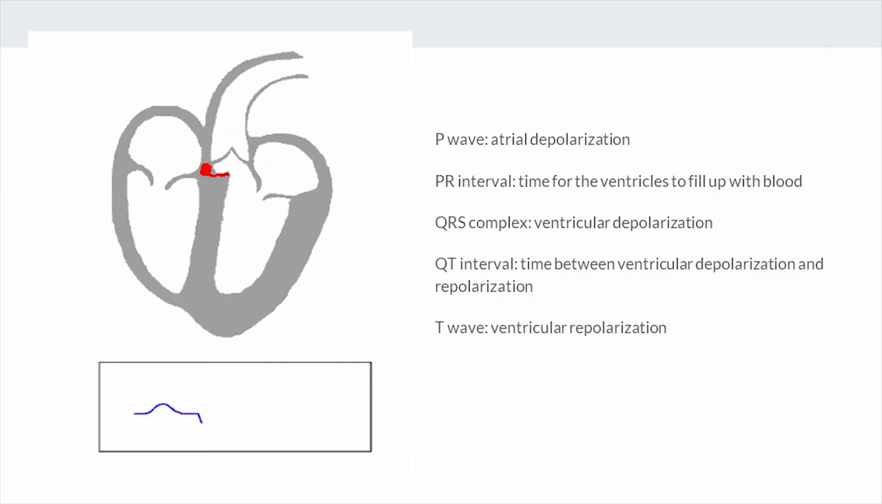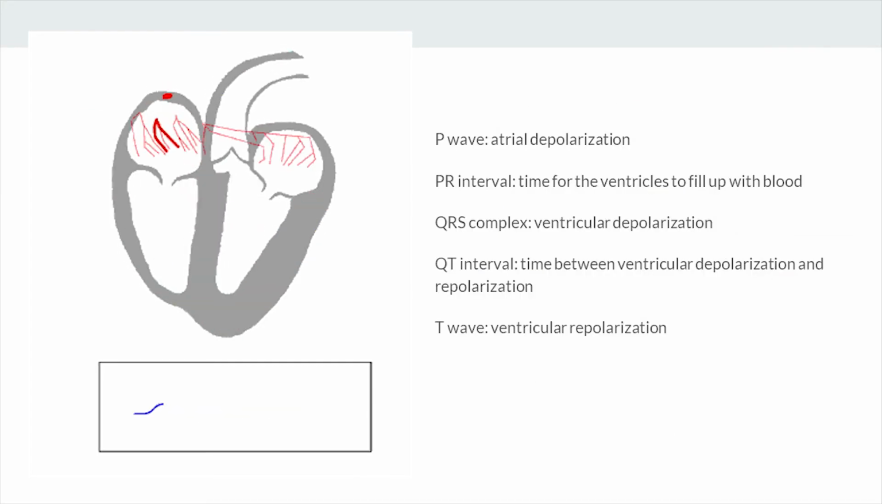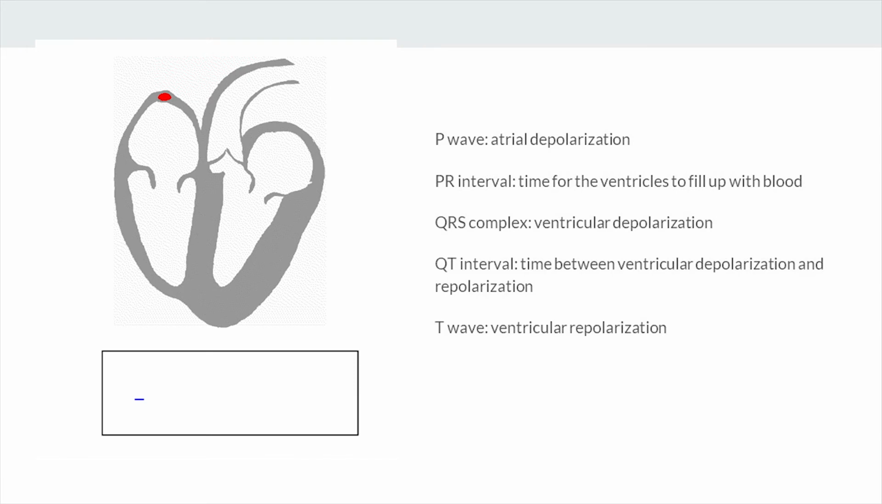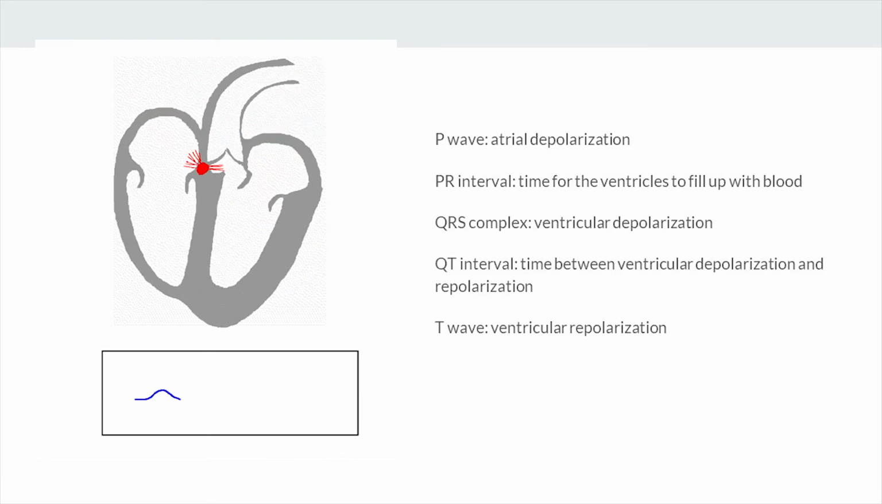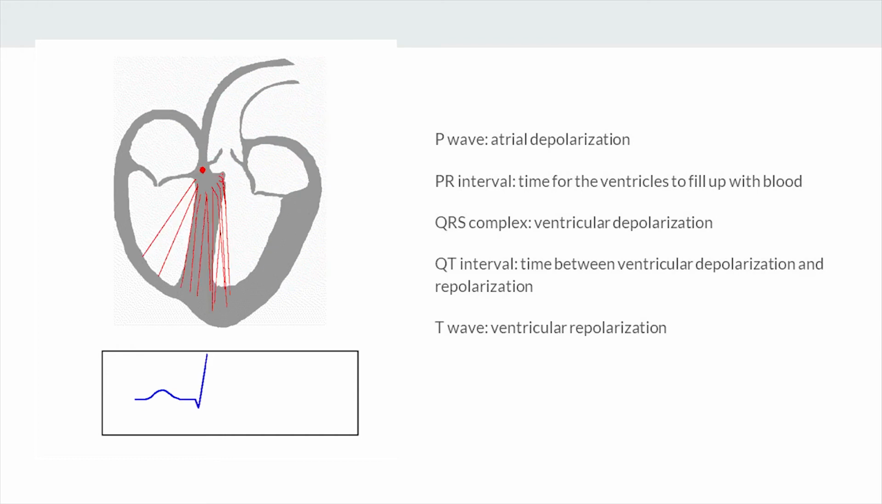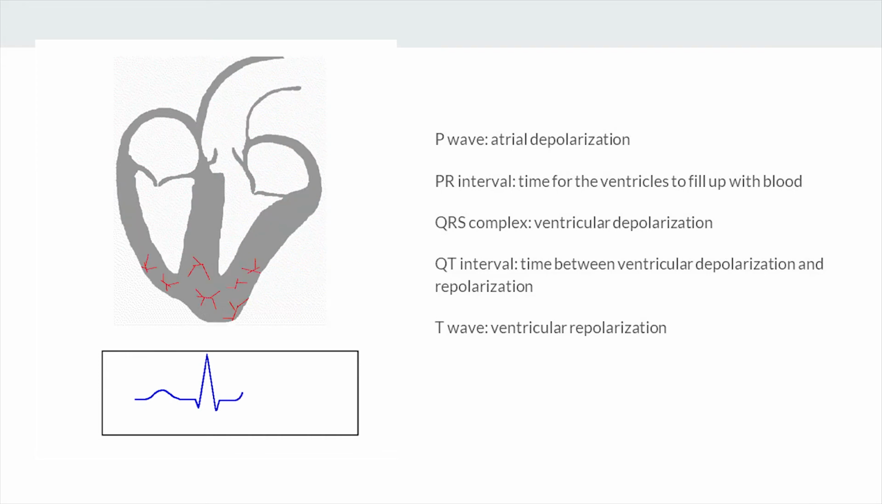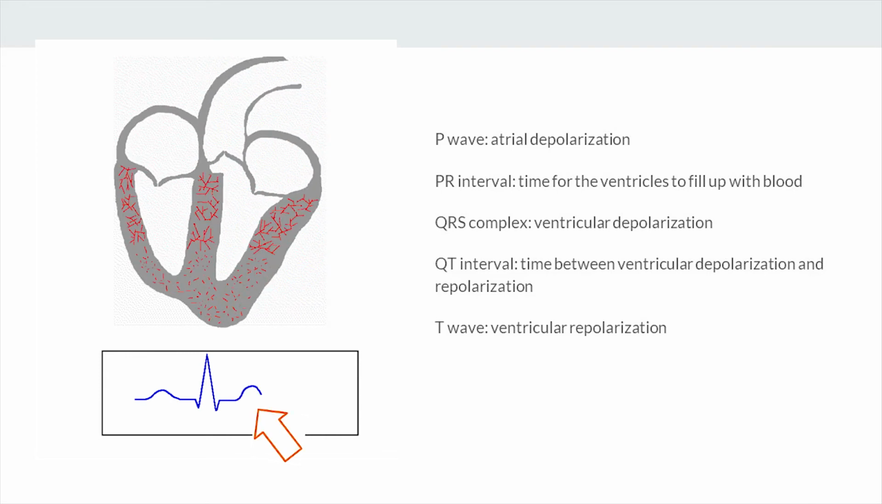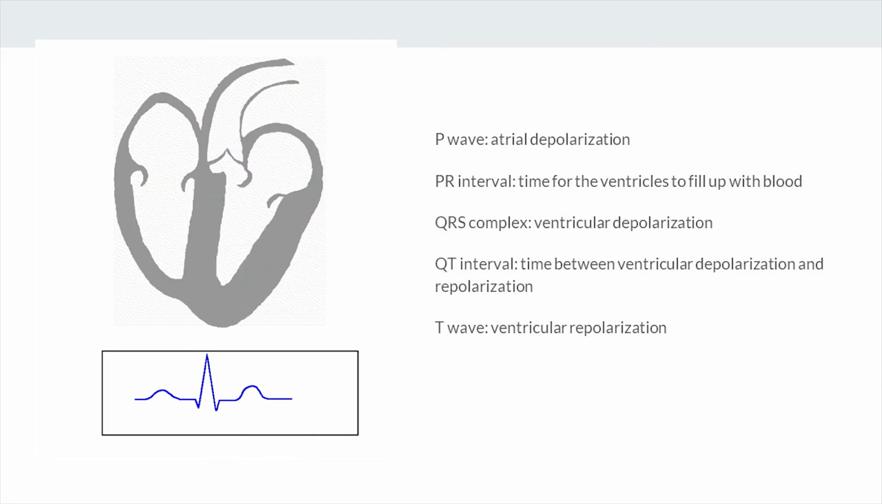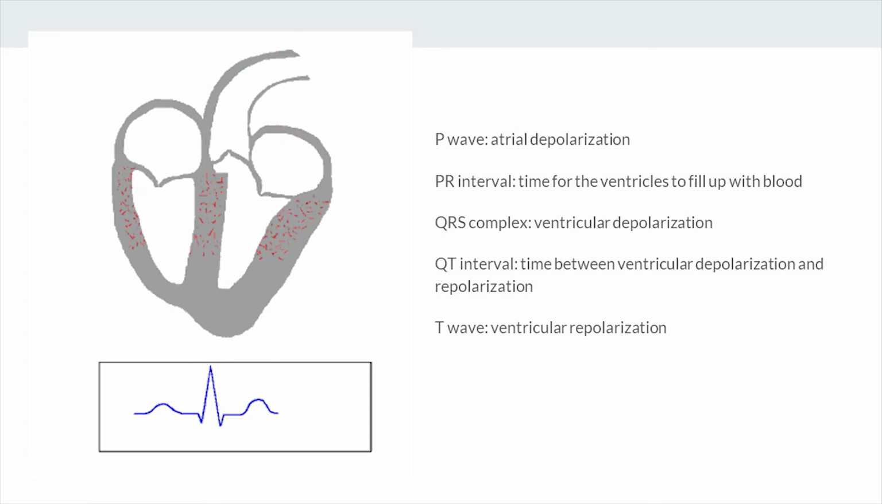Here's a little animation of the conduction system and how it correlates with the EKG. Everything starts at the SA node, the atria squeezes, then there's a slight pause at the AV node, which allows time for the ventricles to fill up with blood. Then the ventricles squeeze and repolarize, getting ready for the next heartbeat. If you're wondering why the T wave, which represents ventricular repolarization, appears as an upward deflection on the EKG, it's because repolarization of the ventricles occurs in a backwards direction.